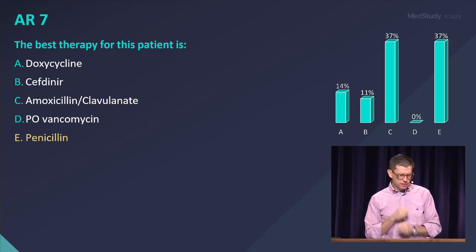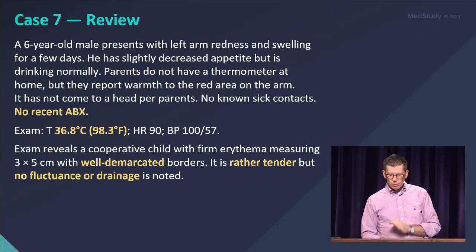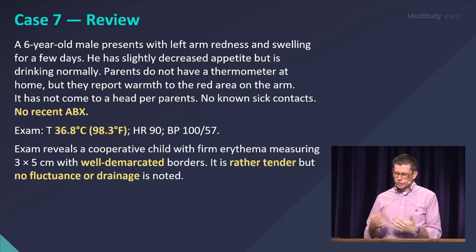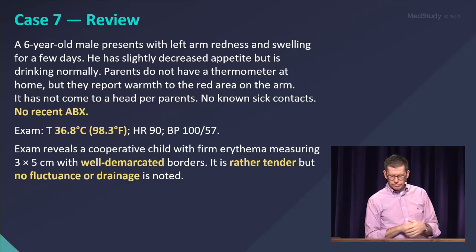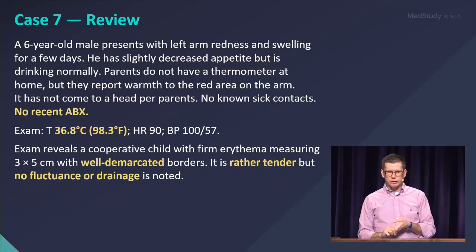All right, E, penicillin. Okay, so there's a tie between penicillin and amoxiclav. So let's think about this for a second. No recent antibiotics, so we're not worried about a drug-resistant bug of any sort. When the boards give you a clue like that, you don't need to think about a multi-drug resistant organism. The patient is afebrile, so it's not a terribly aggressive pathogen, whatever it is. And the key here is that there's no fluctuance or drainage, and well-demarcated borders, and it's very tender. So this is erysipelas, and erysipelas is due to group A strep.